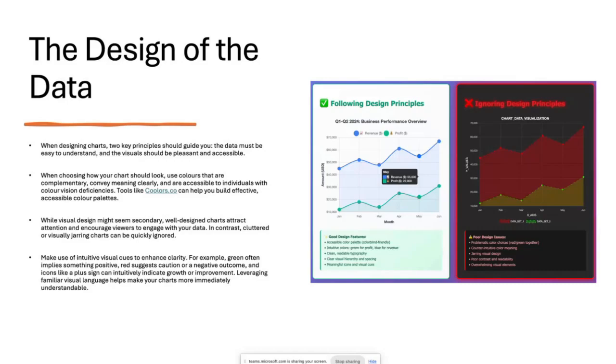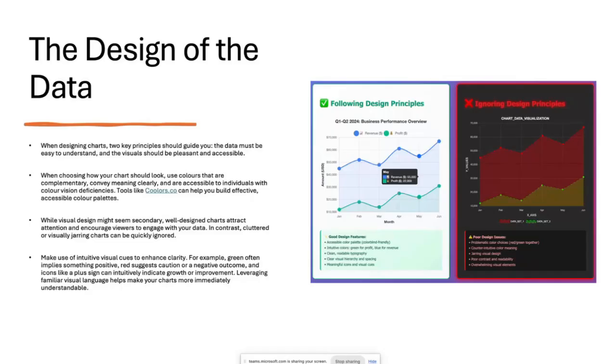So for example, green often implies that something is positive. Red often suggests that something is bad or negative. And icons like a plus or minus sign can usually indicate growth, improvement, or decline. So by using these familiar colors that we have in our heads, you might be able to convey things a lot easier in the graph.